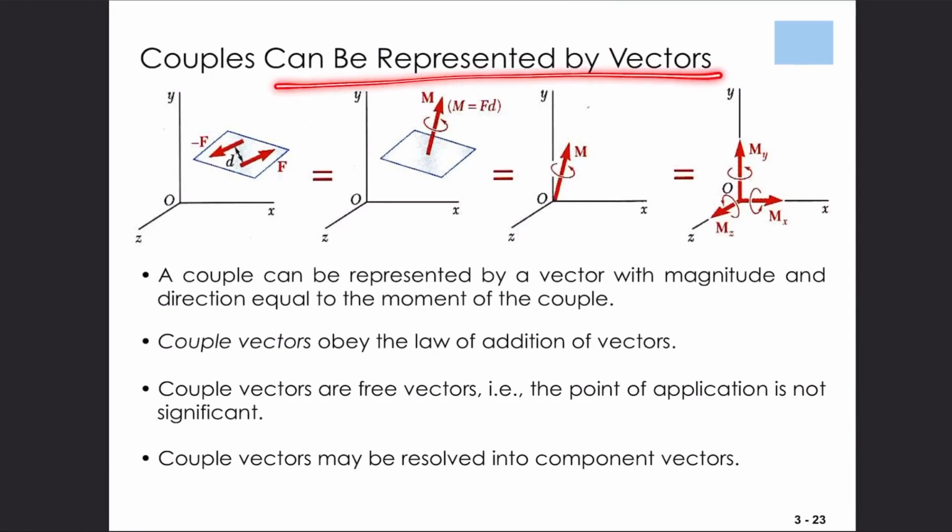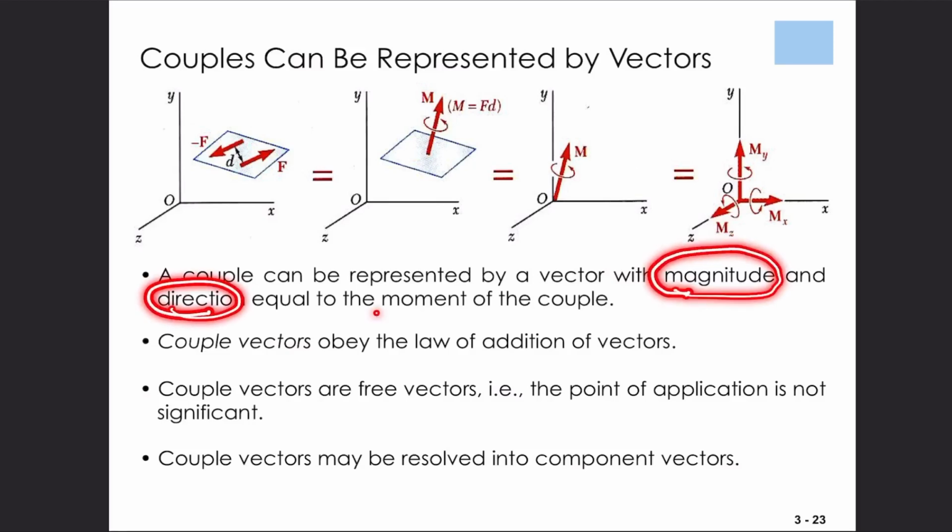Couples can be represented by vectors. So, okay, this couple can be represented by a vector with a magnitude and direction equal to the moment of the couple. Okay, so that is the magnitude, and the direction, where it will rotate, is equal to this value, the moment of the couple.